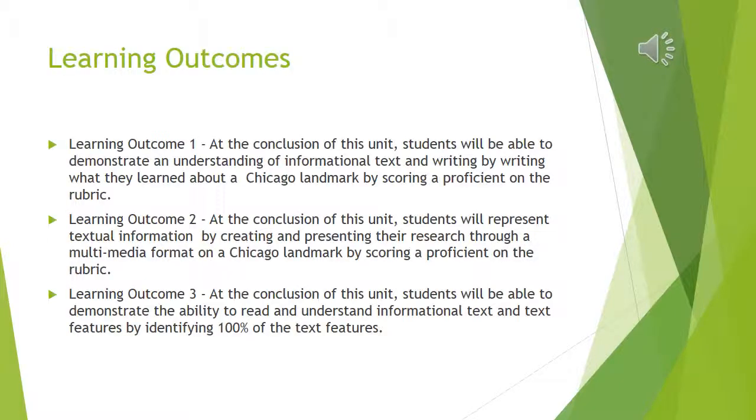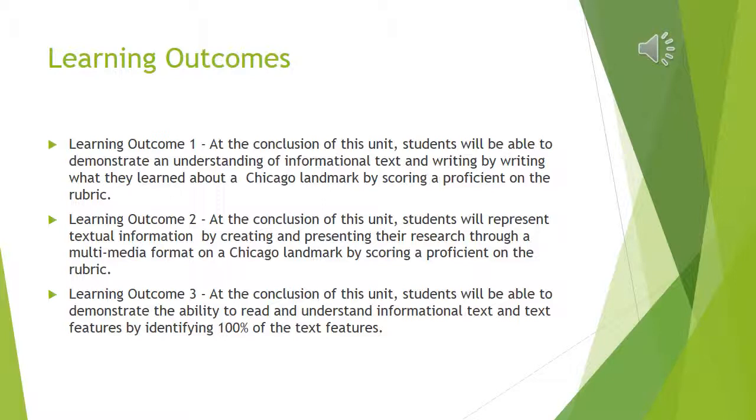Because the students have been learning about informational text, reading, and writing, the learning outcomes for the unit are designed to show student mastery of using these skills. The first learning outcome is, at the conclusion of this unit, students will be able to demonstrate an understanding of informational text and writing by writing what they learned about a Chicago landmark by scoring a proficient on a rubric.